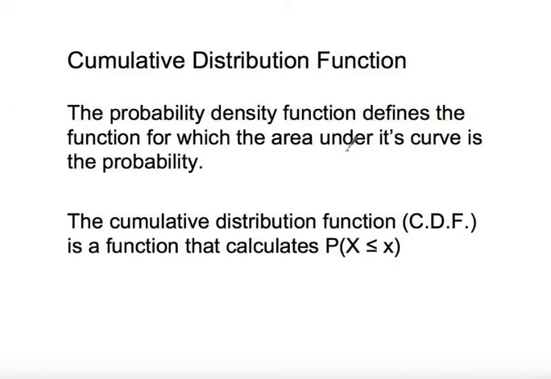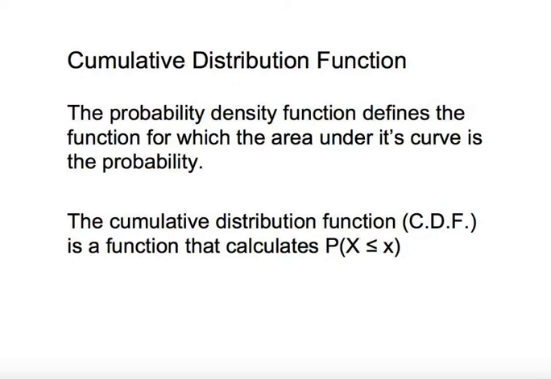So, the cumulative distribution function. This is a really useful function, okay? Because as you've seen in those previous two questions, it can be a bit repetitive, repeatedly integrating the same function and then just evaluating it for different values. So, the probability density function defines the function for which the area under a curve is its probability. The cumulative distribution function is a function that actually calculates the probability of X less than or equal to x.